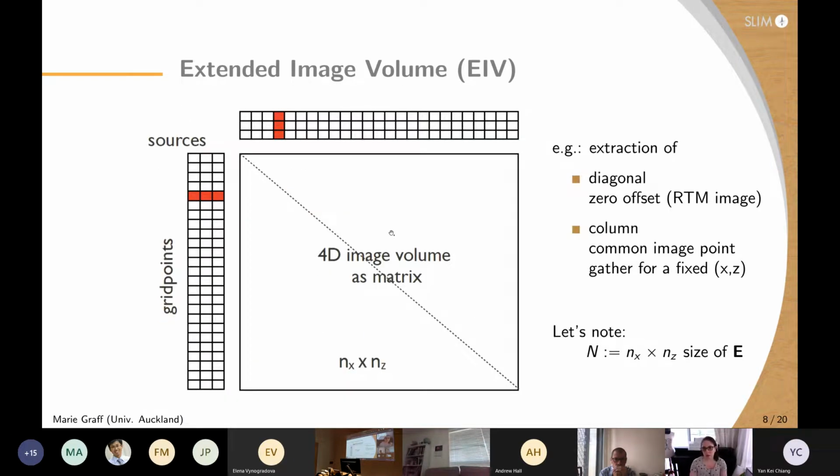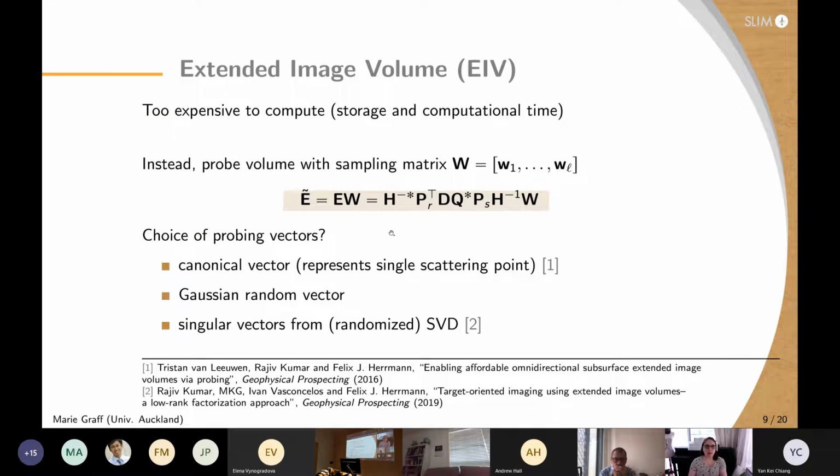So to a matrix for a better visualization of the volume. And so the idea is that instead of computing the two matrices containing the forward wave fields and the backward wave fields, we actually want to probe this entire product using sampling vectors. So we have now a sampling matrix that has only L components, and hopefully L is small enough. And we just want to probe all the things so that we only use operator vectors or matrix vector products to build a representation or an approximation of the image volume.